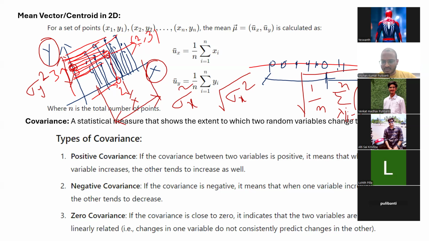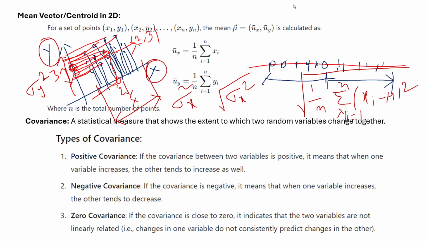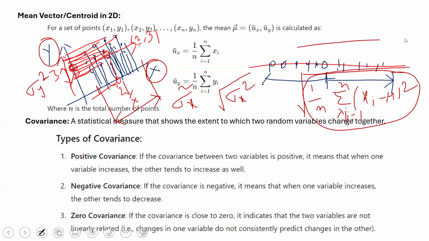Yashwant? Yeah, variance would be in squared units, whereas standard deviation would be the same as the point units. Yeah, that's right. So when we don't take the square root, we are squaring the units. So the data points' unit will be squared here. But when we apply square root to this, it will be standardized to the units of the data points. So that is the difference between standard deviation and variance.